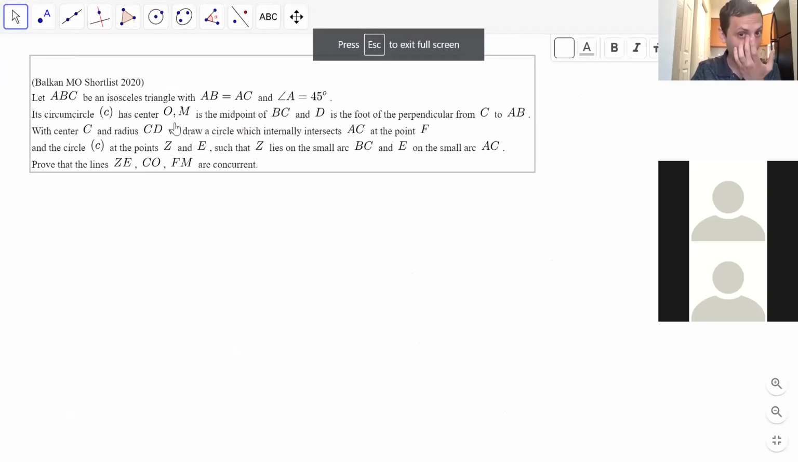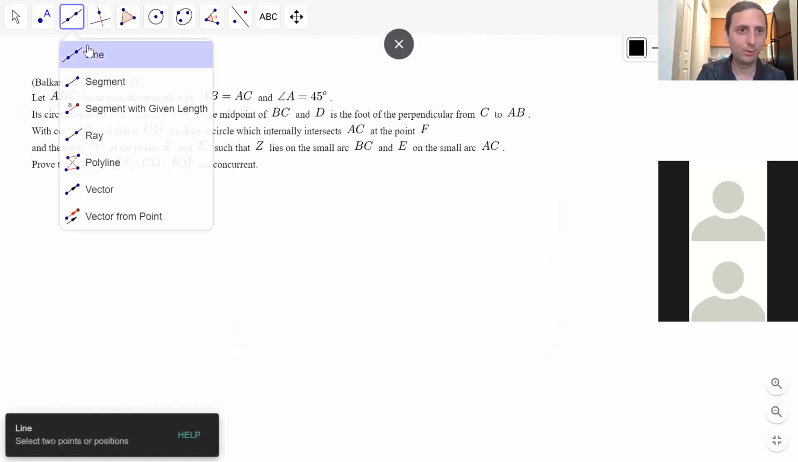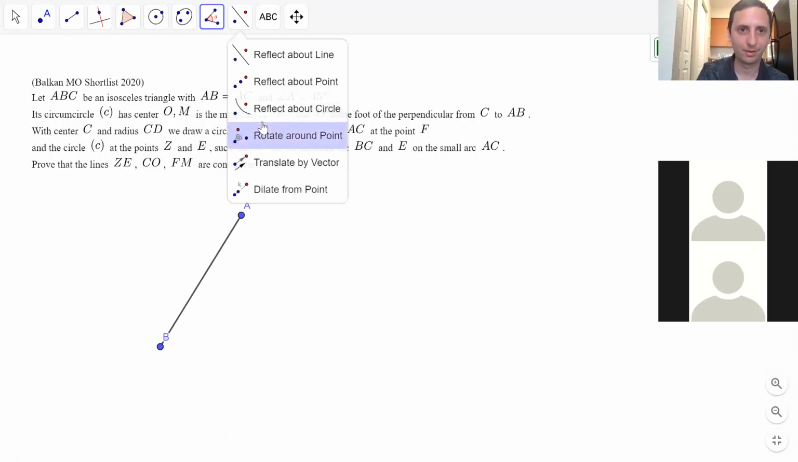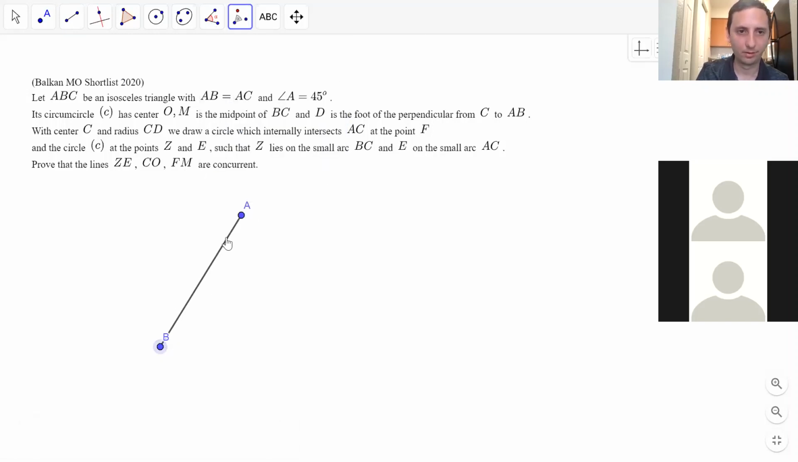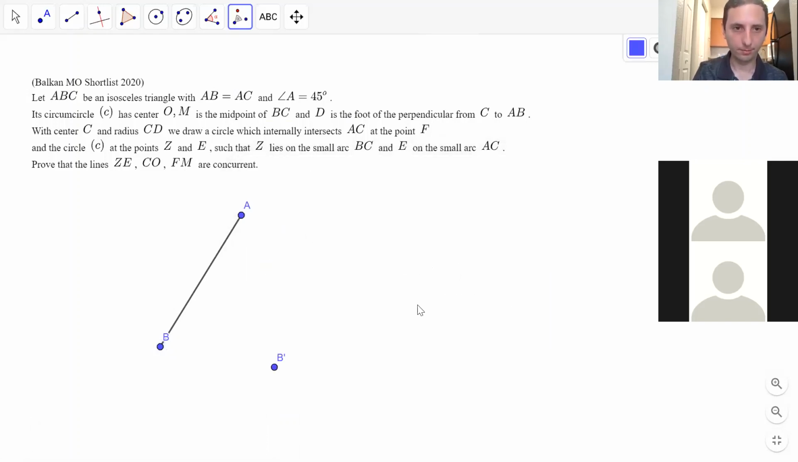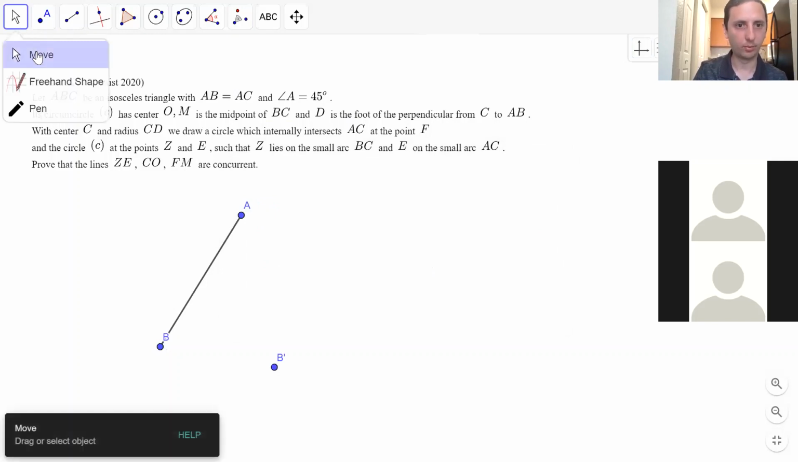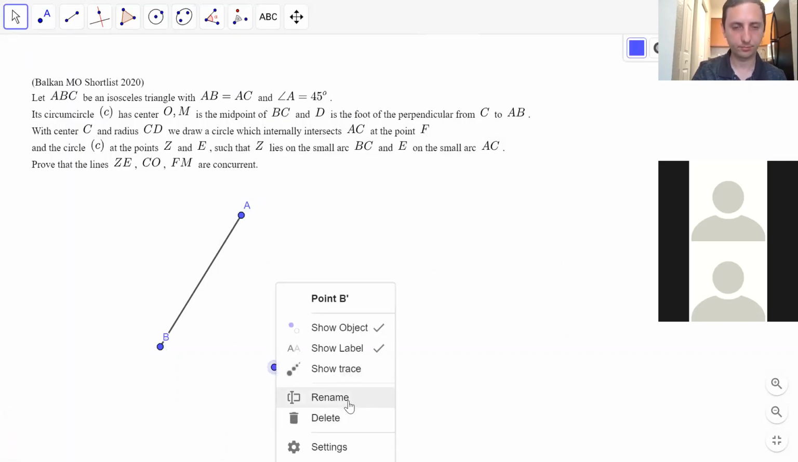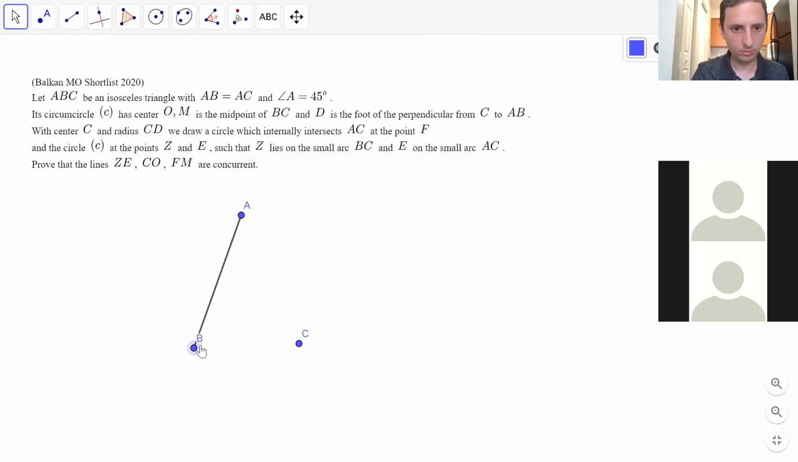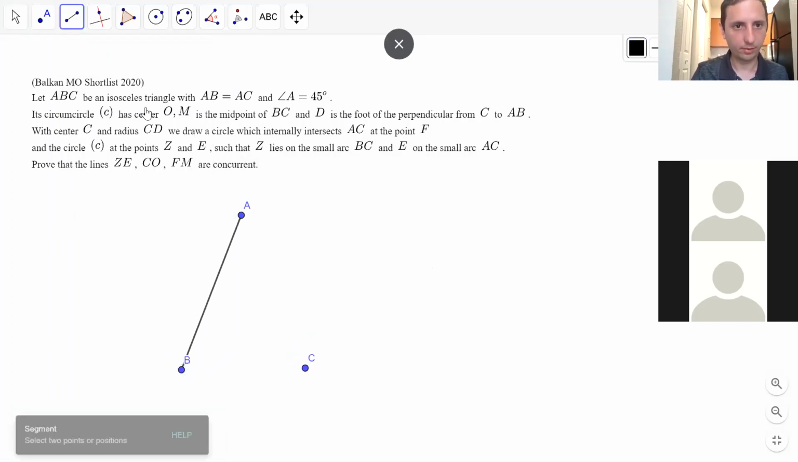So here's one with a 45 degree angle. I don't usually do problems that have 45 degree angles, but I wanted to do at least two from the shortlist in 2020. So the ones after this will be from previous years. If I rotate counterclockwise, this will be point C. And I will label the 45 degree angle.